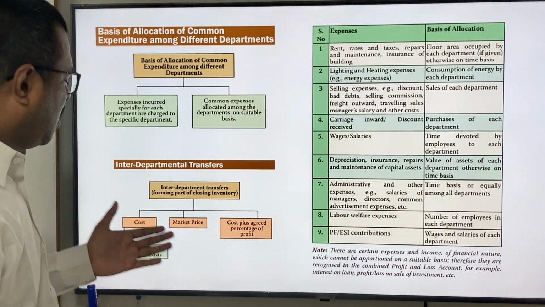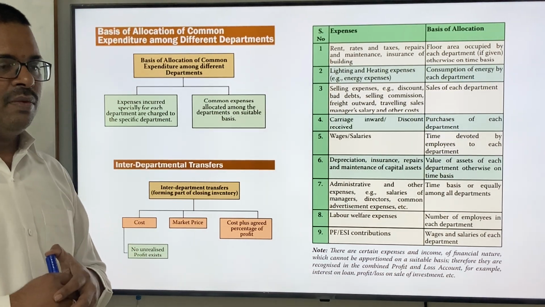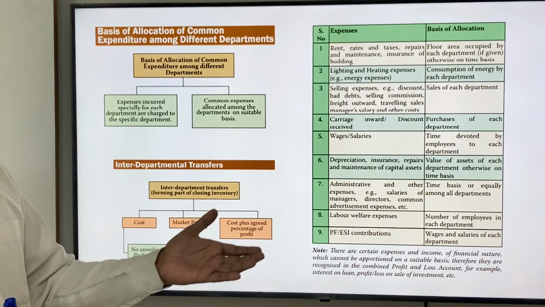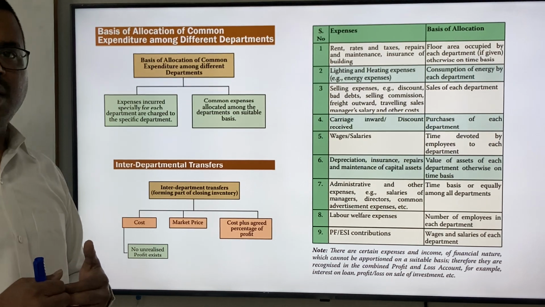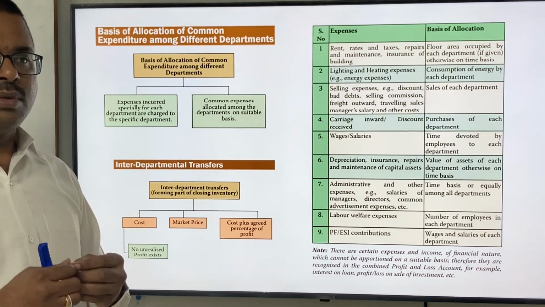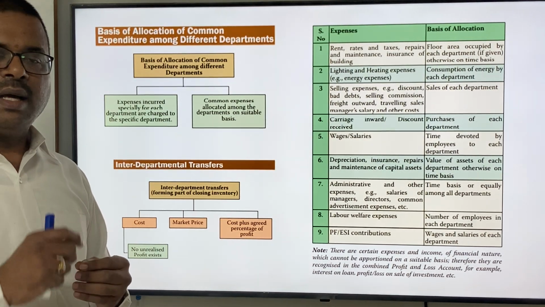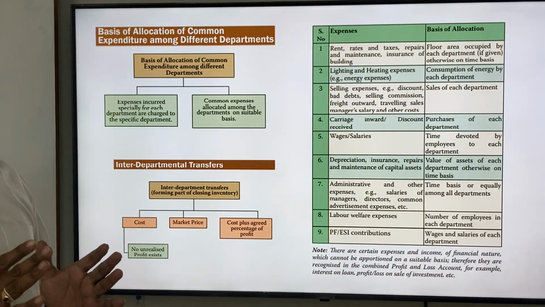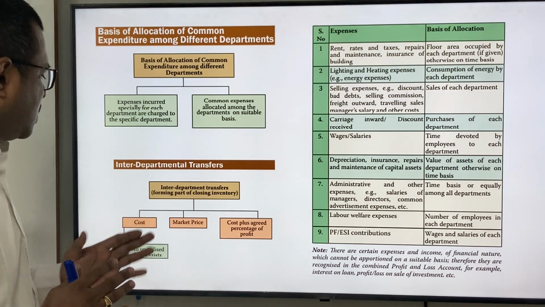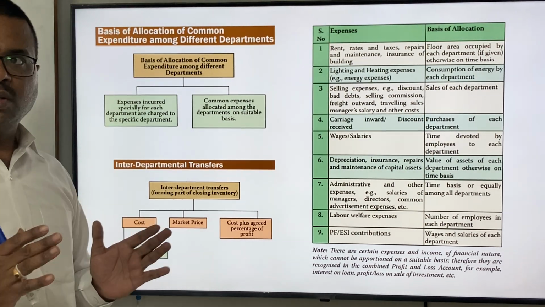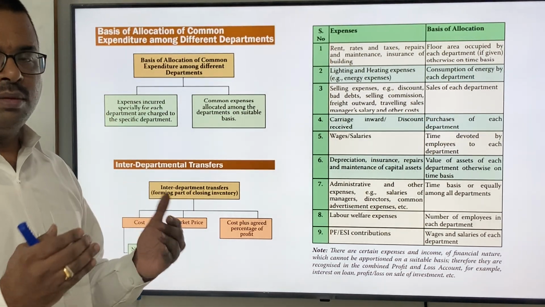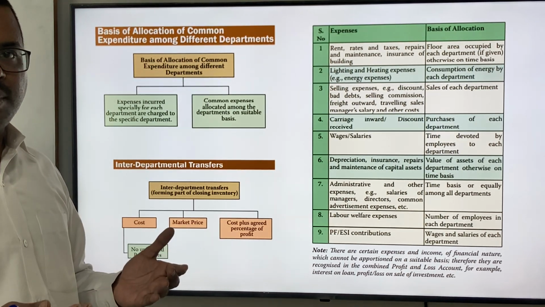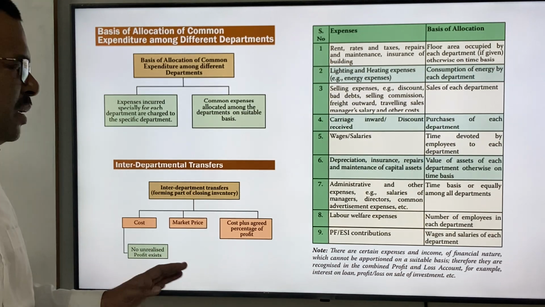One is on the cost basis. How? Suppose department A is transferring goods to department B. Department A will arrive at the cost of manufacture of that particular product, and at the same cost they will transfer to department B. This is one way of transferring the cost. If they transfer on the basis of cost, then there is no question of markup, loading or profit element, so there is no complication here.